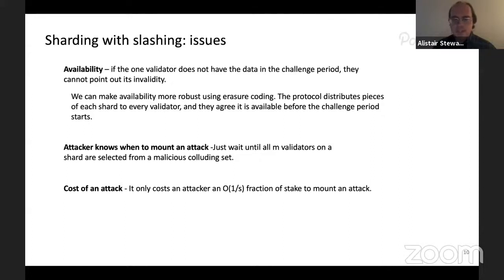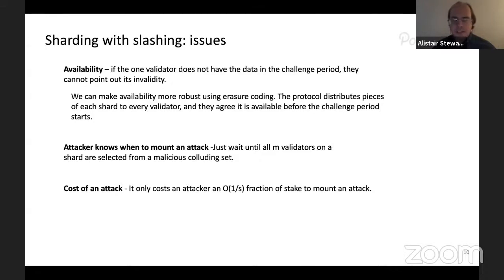As Dankrad mentioned, the basic way to do this would be to use erasure coding. So in Polkadot, the way we do this is basically we give a piece of the erasure coding to every validator for every shard. And this isn't too much data. But now we can all agree that something is available, and then in principle, we can reconstruct it.